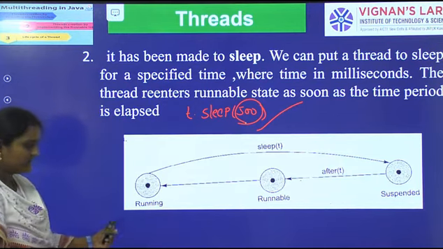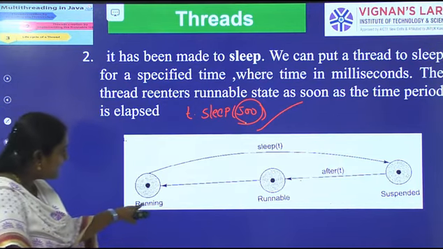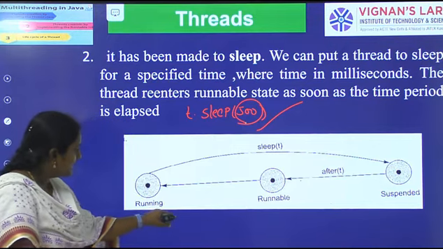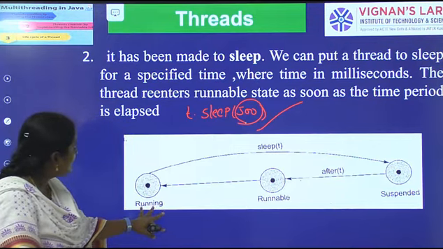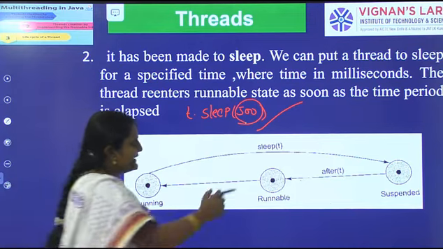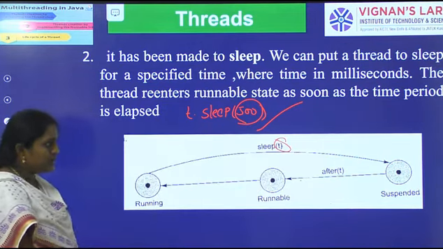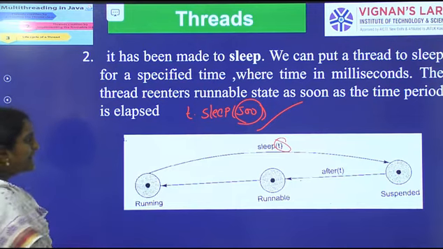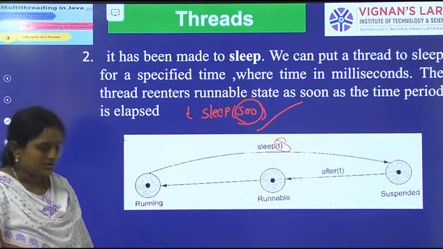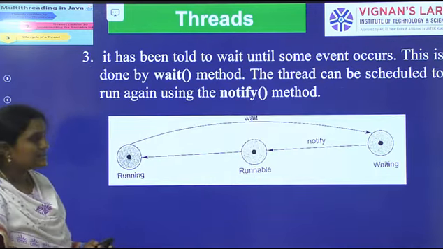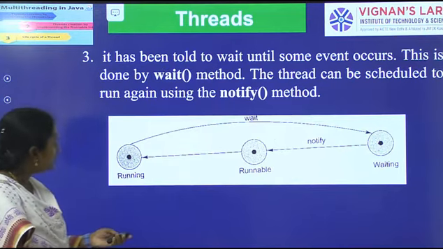Let us see this figure. Here we have running, runnable and suspended. Here the running state and the runnable state. Here sleep(t) means time. After the time period has elapsed, the thread will move to the runnable state.